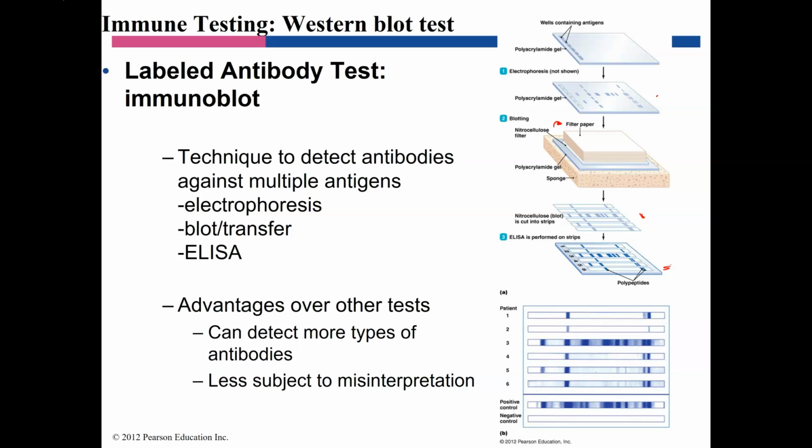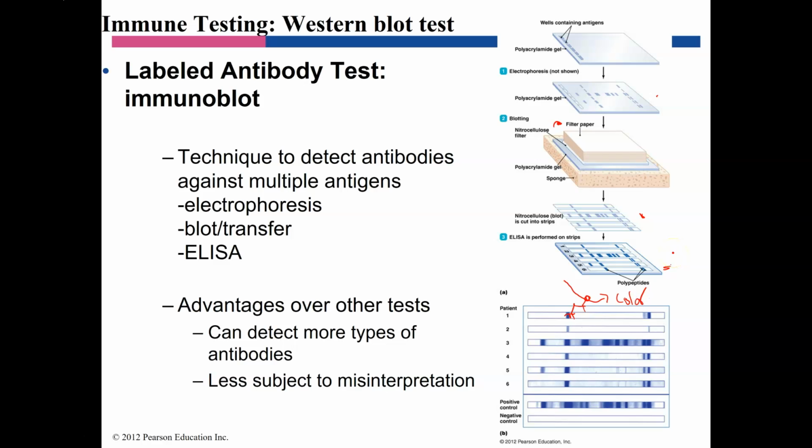For example, let's say that this is a band on the gel with a specific protein that landed during electrophoresis. If antibodies are present in the patient's serum, they will bind to it. Then you come back with the secondary that has the enzyme on it. And finally, the substrate, which will give you color.